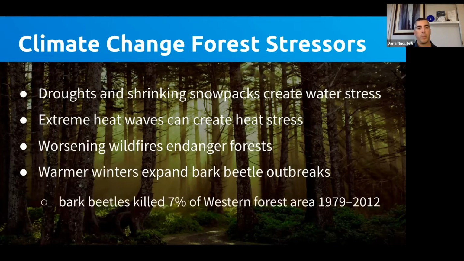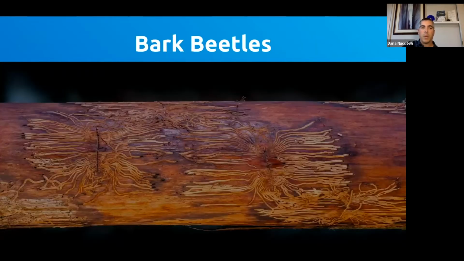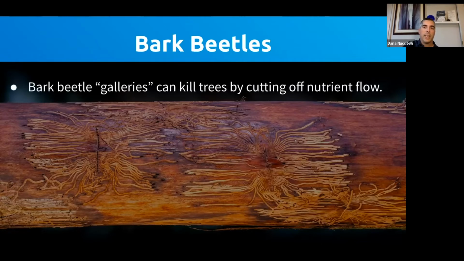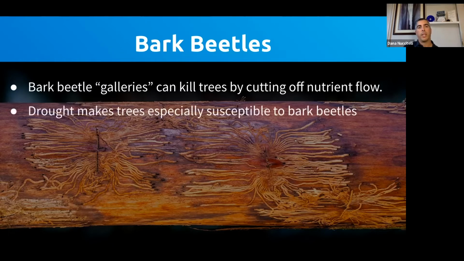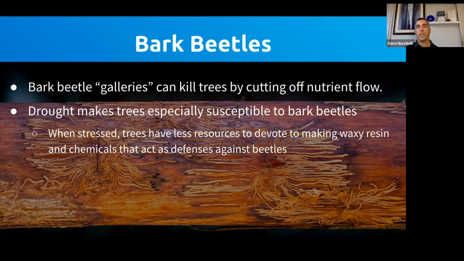And recent studies have shown that bark beetles have killed 7% of the western forested area over the past 30 or 40 years. This is kind of like what a bark beetle track through a tree looks like. They call them bark beetle galleries. And the problem is they cut off the nutrient flow through the tree, and so then they can kill trees in that way. Drought makes trees especially susceptible to bark beetles because their defense is they make a waxy resin and chemicals that block the beetles from making these galleries. But when they're stressed, then the trees don't have the resources to devote to making those defenses.